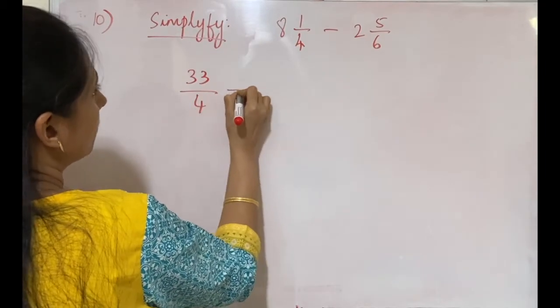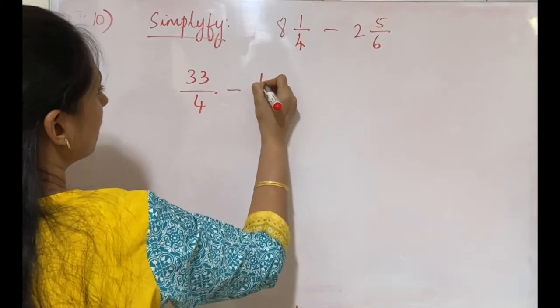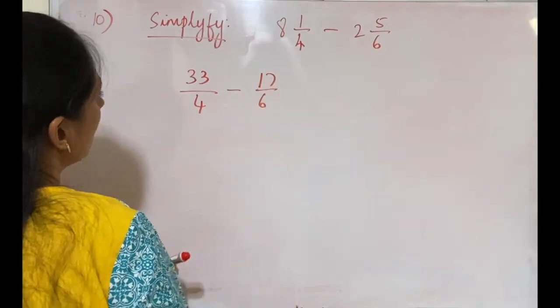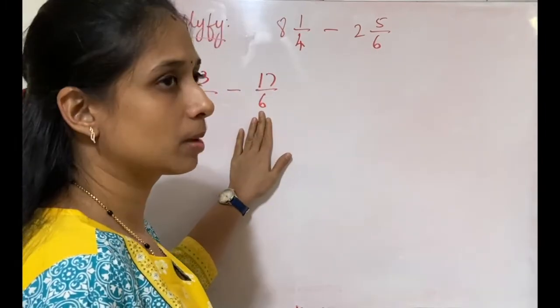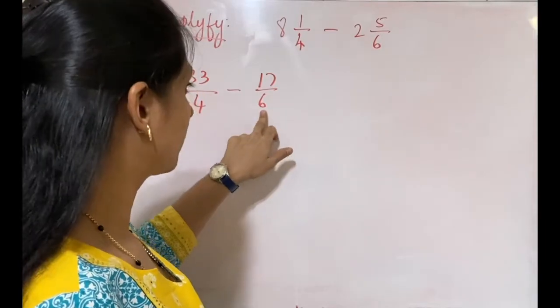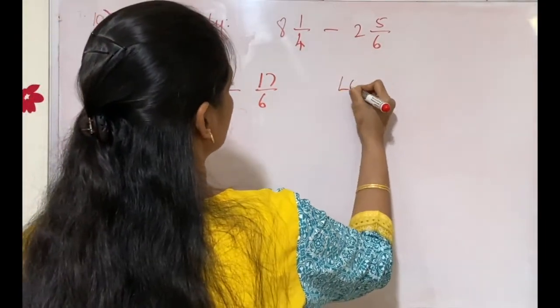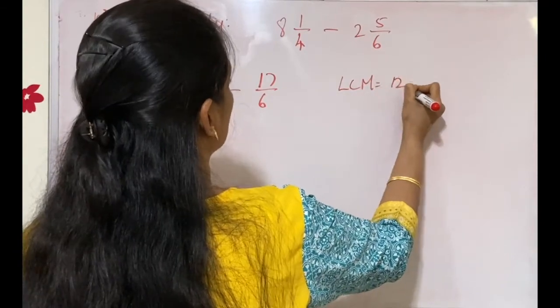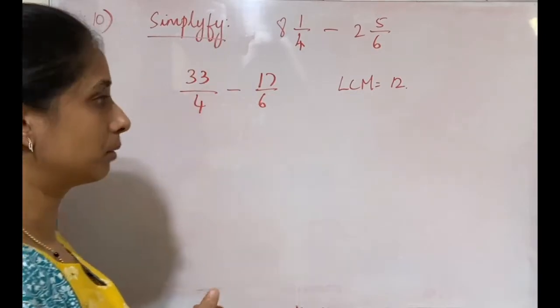33 by 4 minus 6 into 2 is 12. 12 plus 5 is 17. 17 by 6. Okay, so what is the LCM? So let's take the 6 table. 6, 12. 12 we see in the 6 table, also in the 4 table. So LCM is 12. Okay, so those who are new, you can do it manually and see.